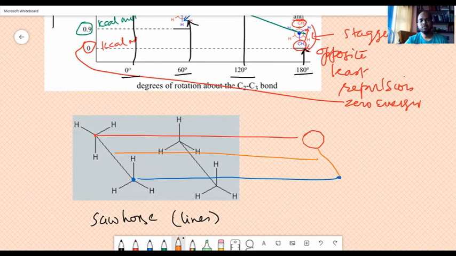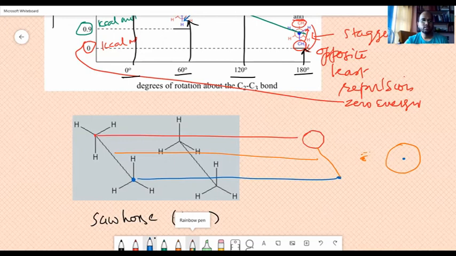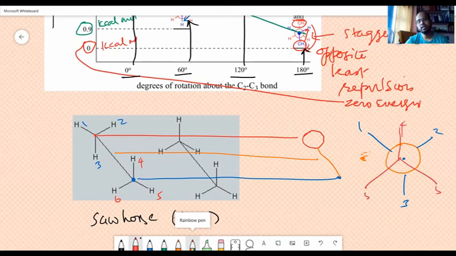If you see them from a particular angle, they are represented like this. So 1, 2, and 3 are connected to this. 4, 5, and 6 are connected to this. So this becomes the Sawhorse and this becomes the Newman projection.